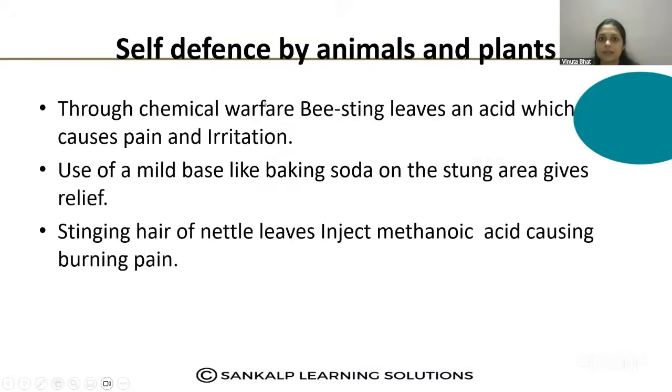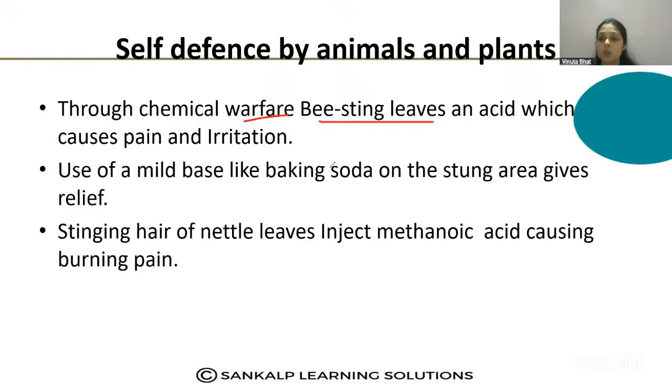Then self defense by animals and plants. The plants and animals use acids as self defense. Self defense means to protect themselves from attackers through chemical warfare. A bee sting leaves an acid which causes pain and irritation.